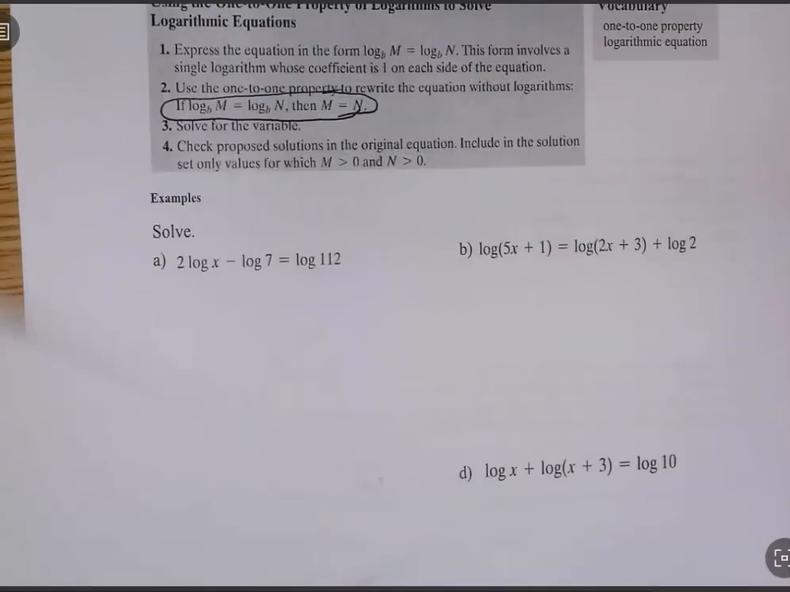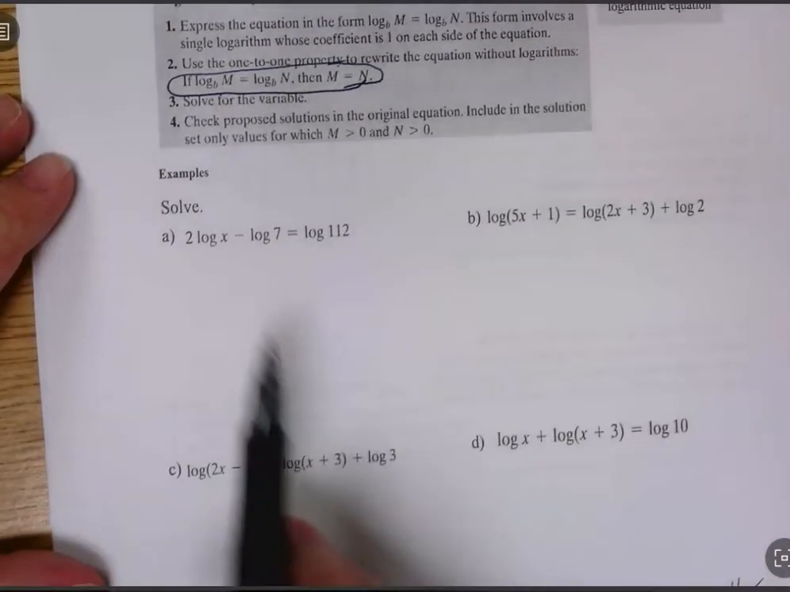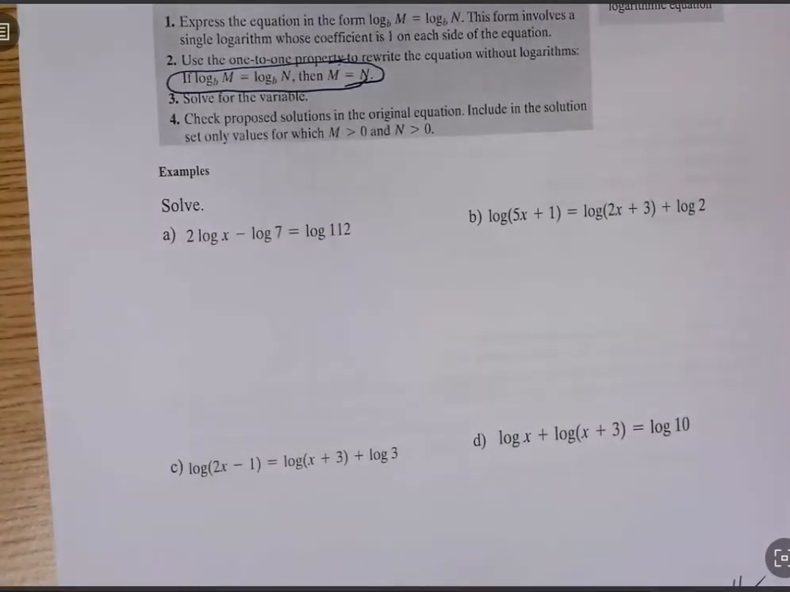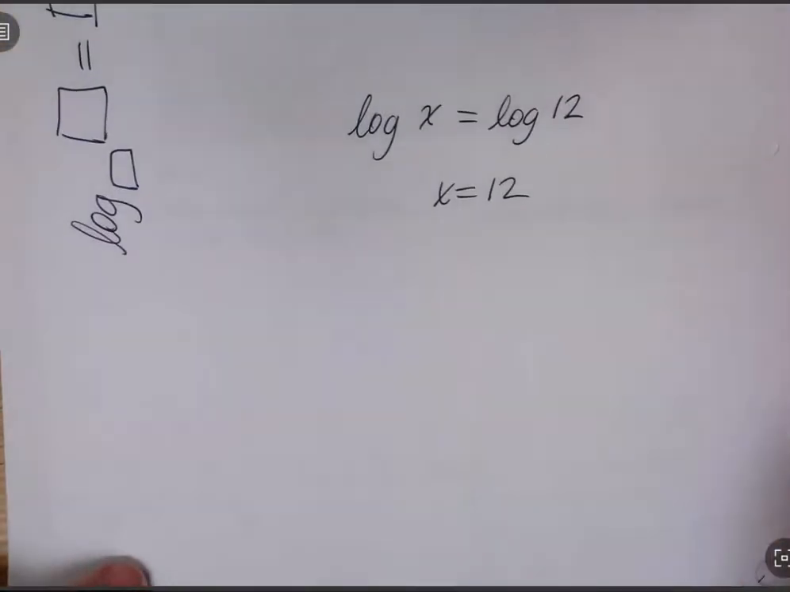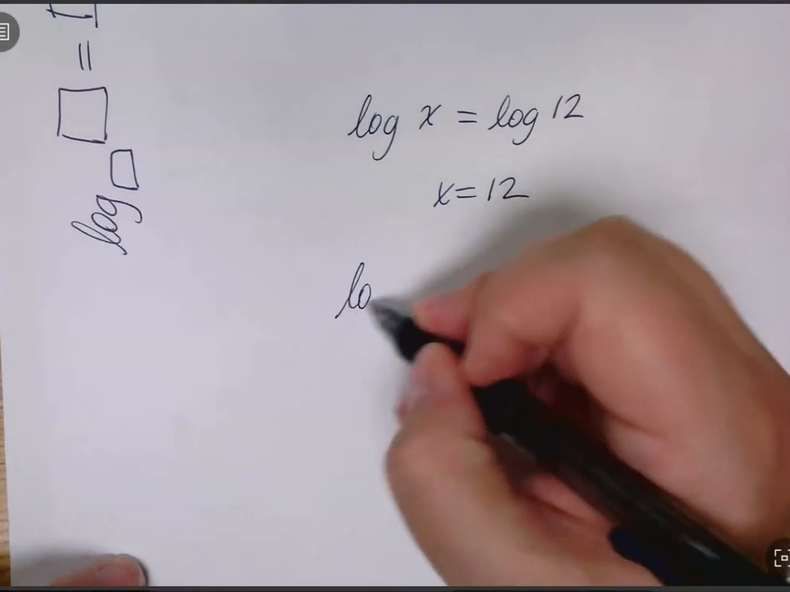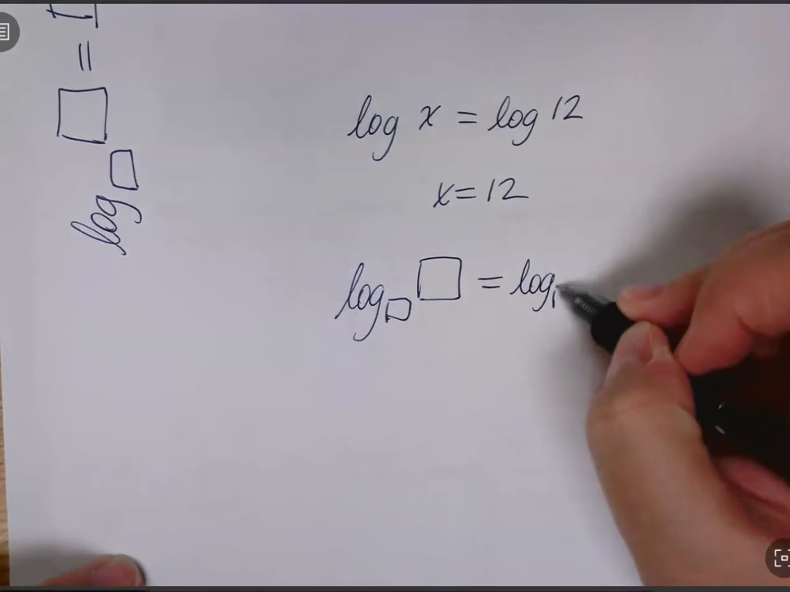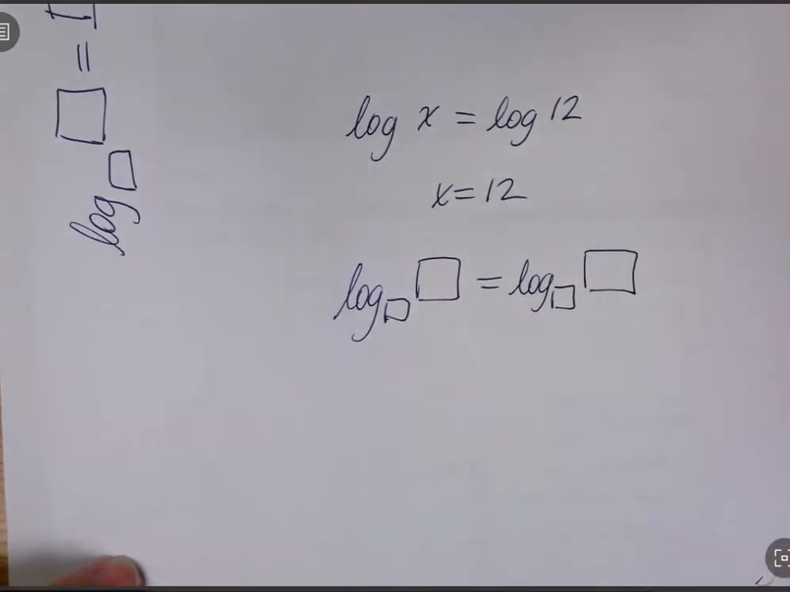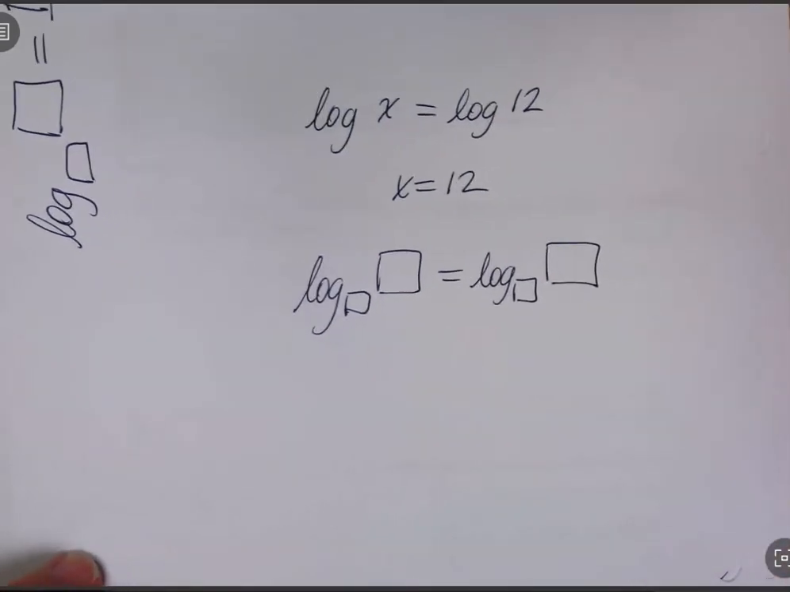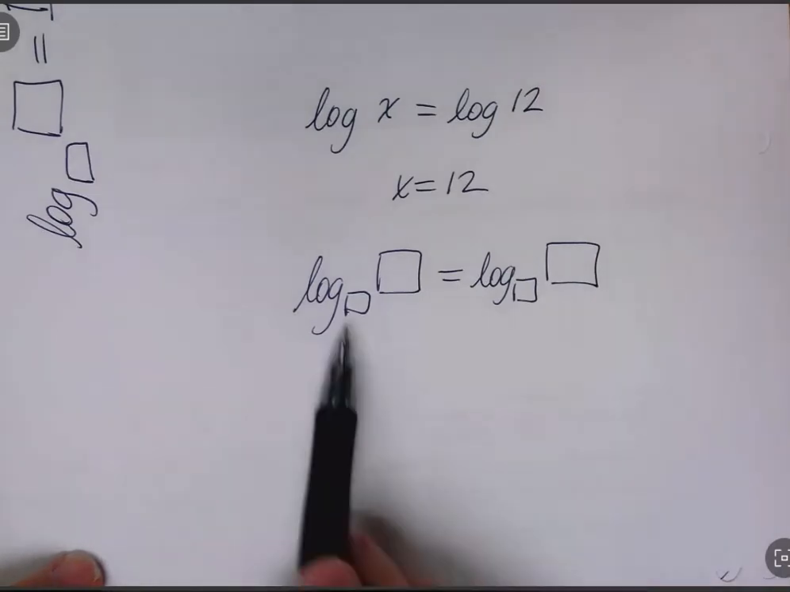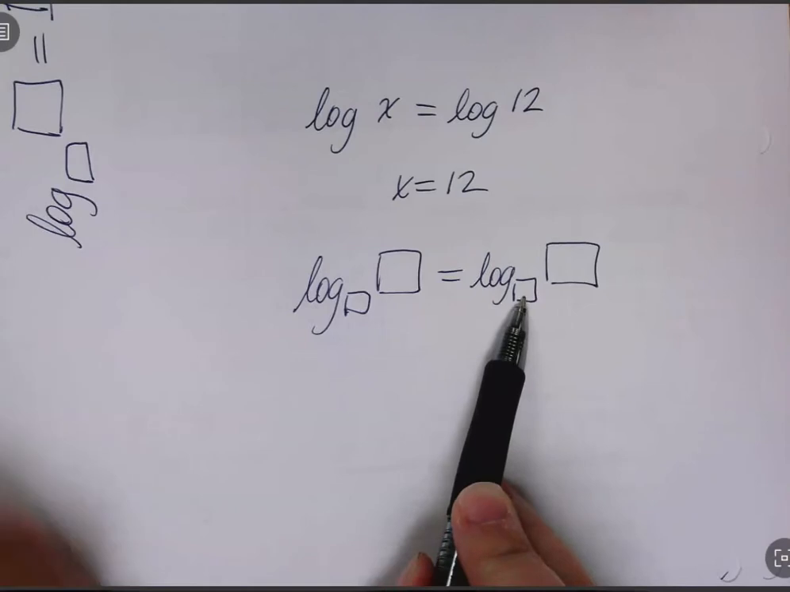So we're going to get it to where it's a log expression on one side, and a log expression on the other side. Just one log on each side. You're not going to have log plus log or log minus log. If you do, you want to combine them. You want to condense that expression. It has to be the same base.